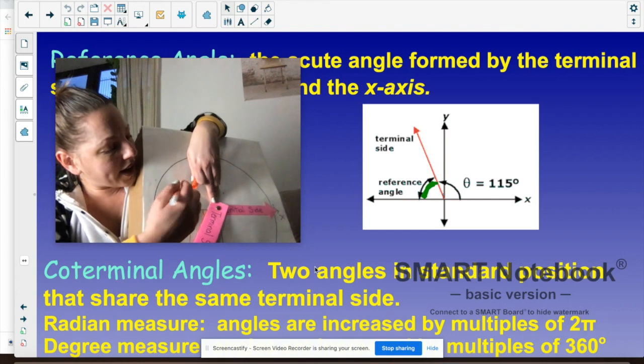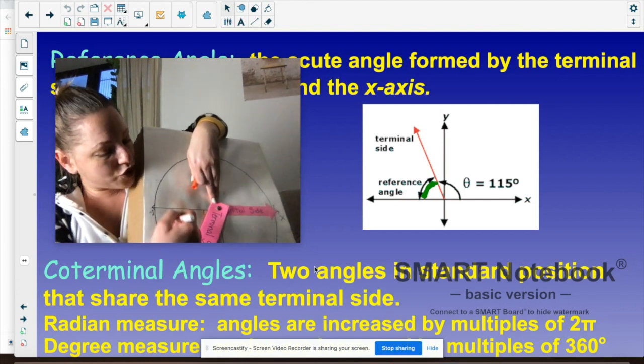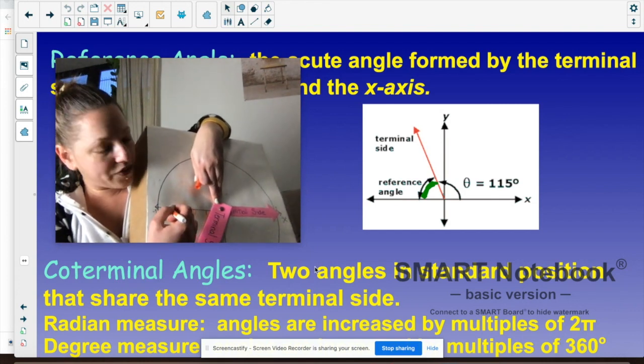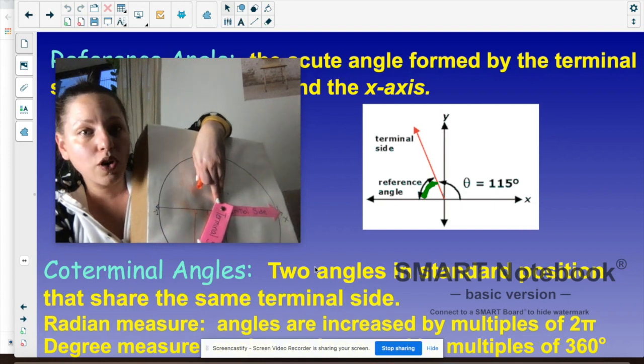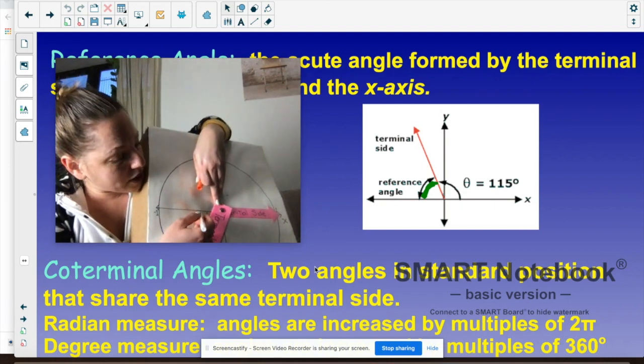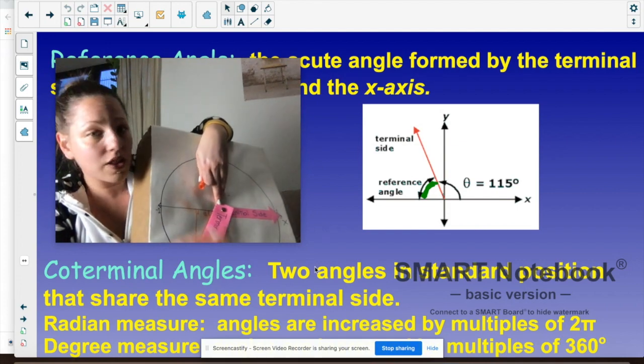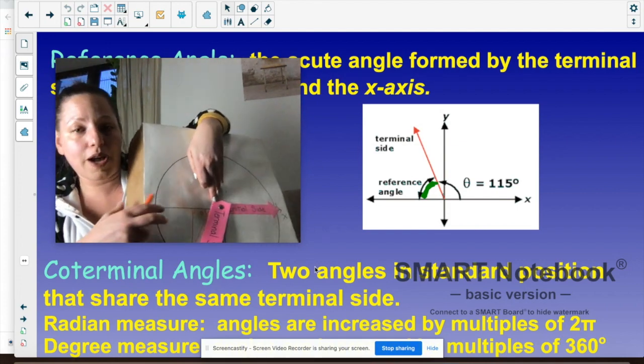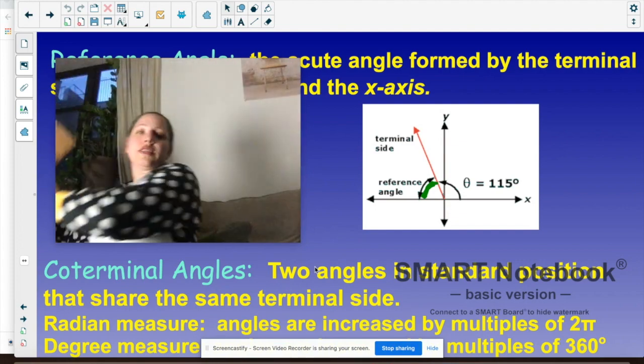So let's say that I had gone 200 degrees. Well, if this was 180, how much more did I go to 200? You do 200 minus 180, and that would mean that this angle right in here is a 20-degree angle. That's your reference angle. So that's what a reference angle is.